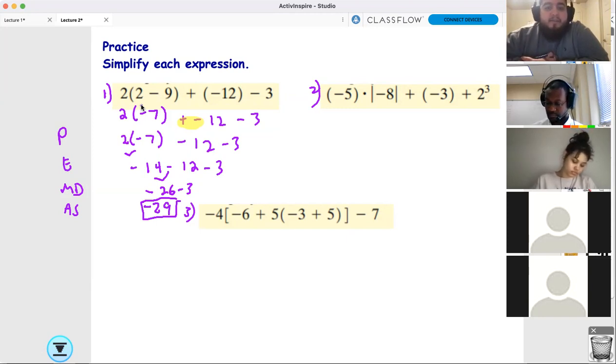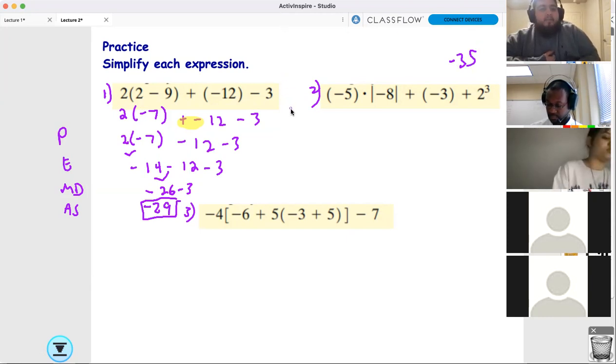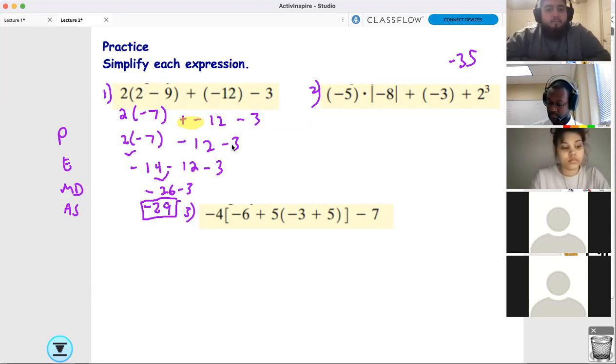Anyone want to share what they got for 2? I got negative 35. Let's see how everyone else did. We have negative 35 from Riley, from Tanya. So far, it seems to be the consensus. Anyone else got something different, guys? Oh, we have a positive 45. Interesting.